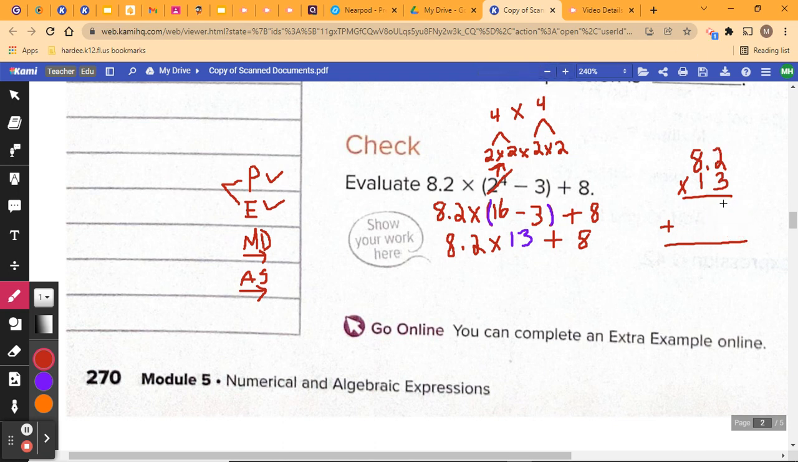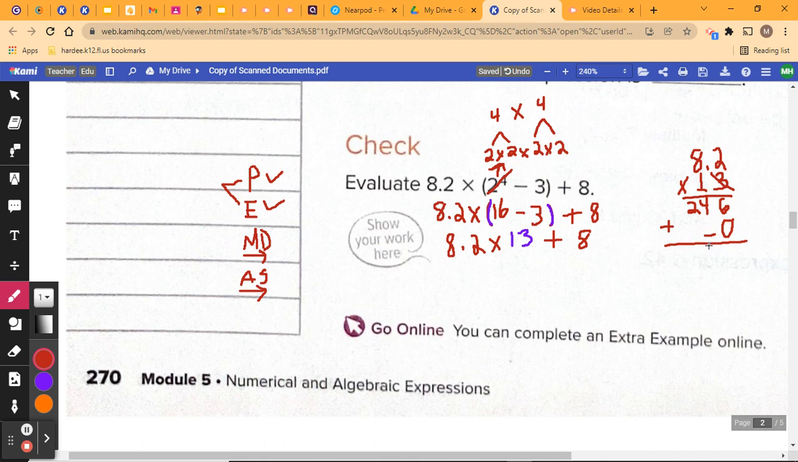2 times 3 is 6. What's 8 times 3? 24. Okay, so that 3, I multiplied it already. Now my happy 0. Then I move to this row.